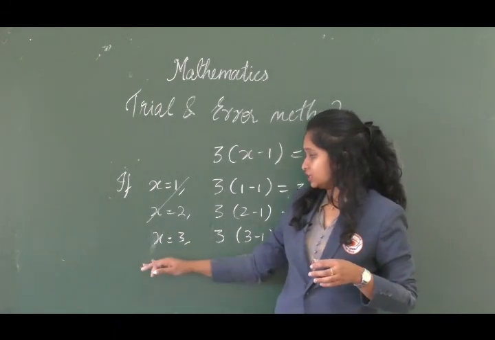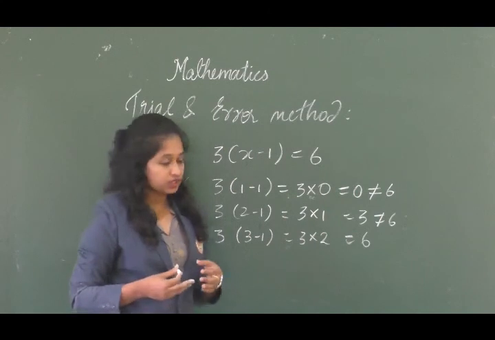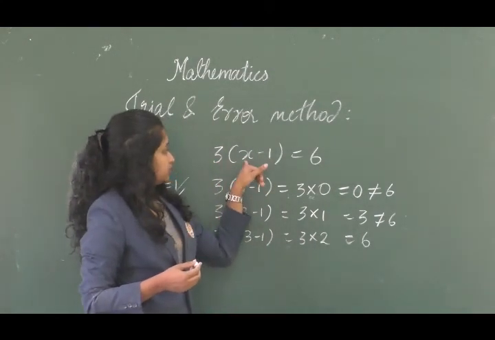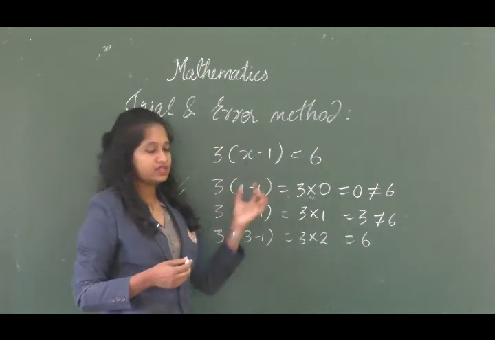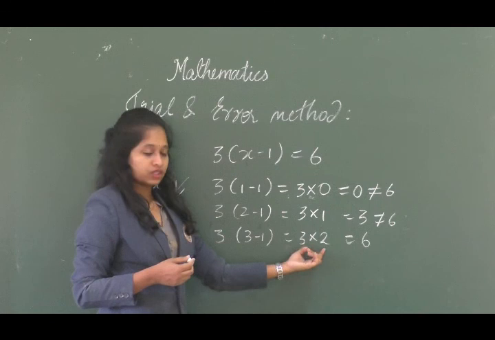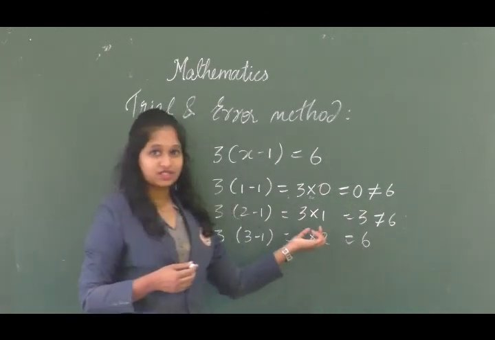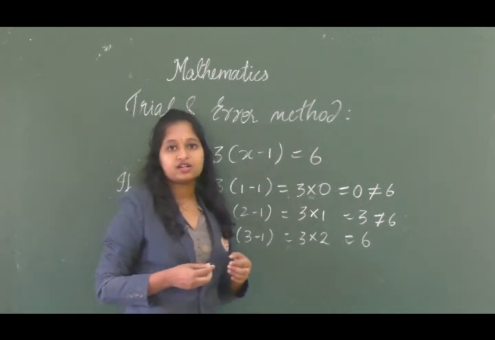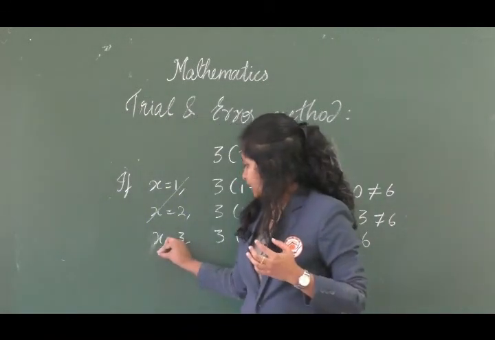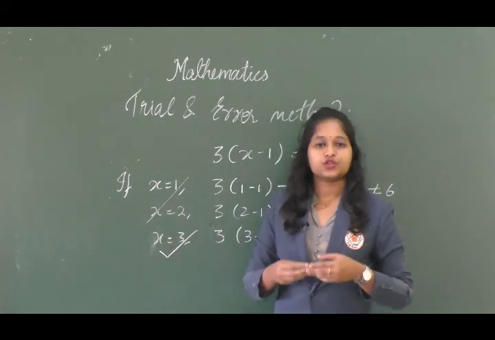Now let's see x equal to 3. Let's substitute x as 3. 3 into 3 minus 1. What is 3 minus 1? It is 2. What is 3 into 2? It is 6. That means we got the RHS part. So we can conclude that x is equal to 3 and this is the solution.